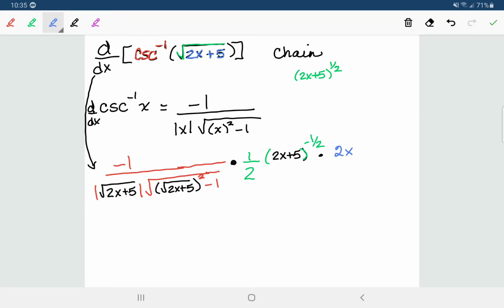Now we have to simplify, okay? So starting on the left, -1. Now the absolute value of the square root is just the square root because it will always be positive, 2x plus 5. Then this gets multiplied by the square root of, now squaring inside, the square root squared is 2x plus 5. We still have to subtract 1.